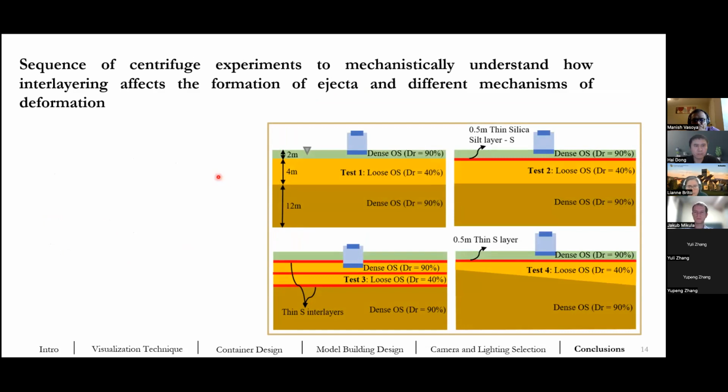So now, after having designed the system, we're getting ready for the actual experiments where we look at a layered system with and without soil structure interaction with stratigraphic variability, as I'm showing here, and we have the equipment to look at this physically and mechanistically understand how interlayering affects deformation of ejecta and different mechanisms of deformation.